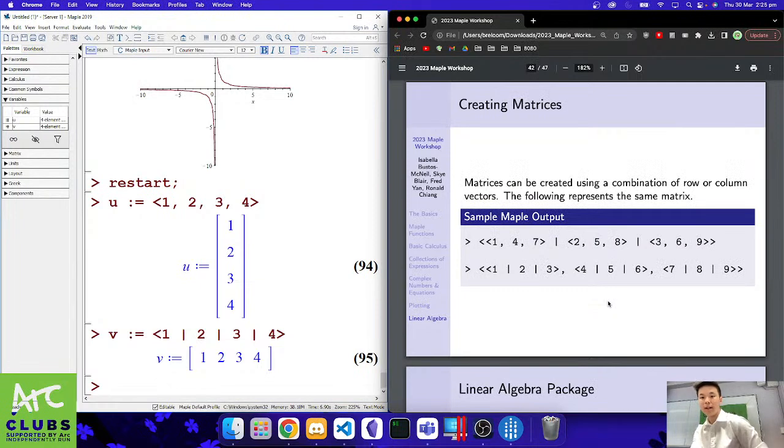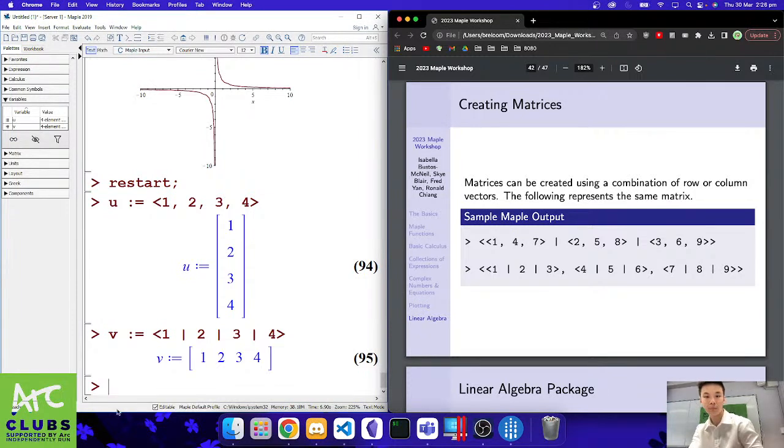Now, creating matrices, there are two different ways you can think about creating matrices. The first way is you can think about matrices as columns of column vectors, or you can think about them as rows of row vectors. Okay? So notice in the first example here, we have vertical bars separating out each vector. In this case, we have simple column vectors which are separated by vertical bars. So this would depict the case where we have columns of column vectors.